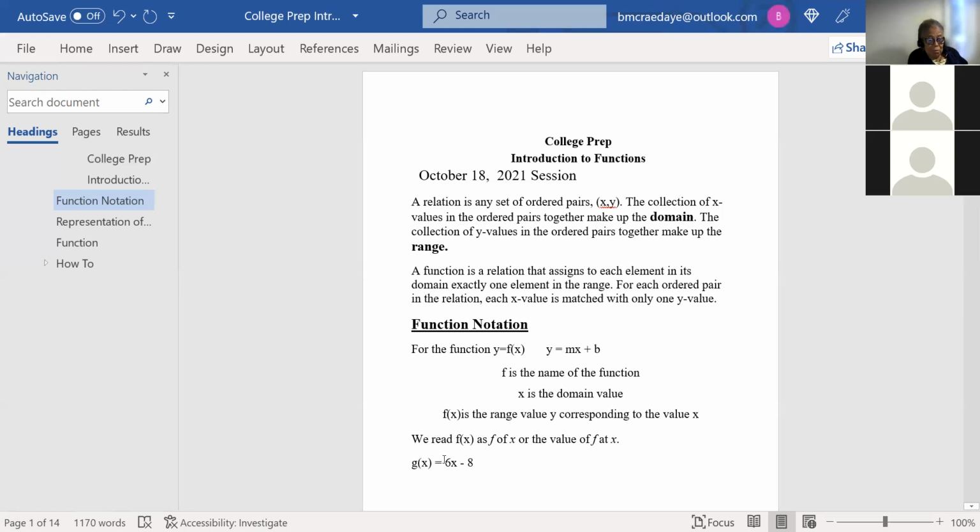G of X, which is what we've been calling Y in our algebra, is related to 6 times the value of X, that's the multiplication, and subtract from that 8. So this X could be a number, and whatever that number is, that's what you put for X. So what does that mean? Let's say X equals 3. Latoya, what's G of X if X is 3?